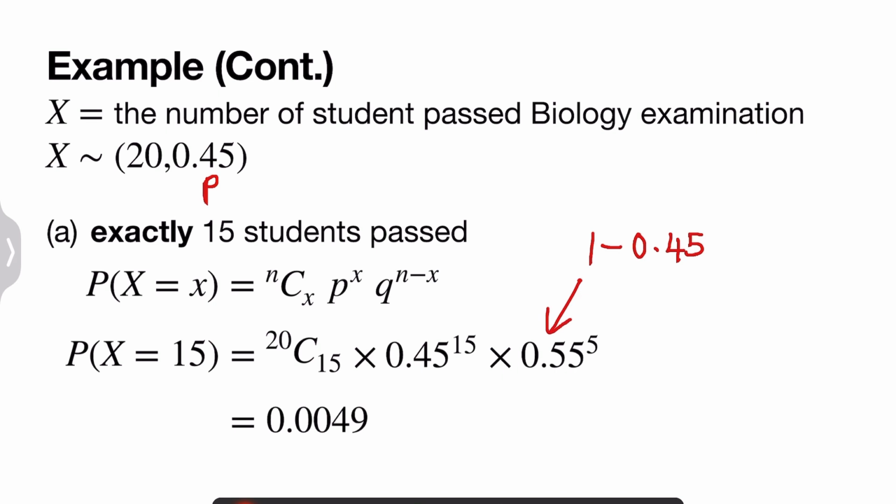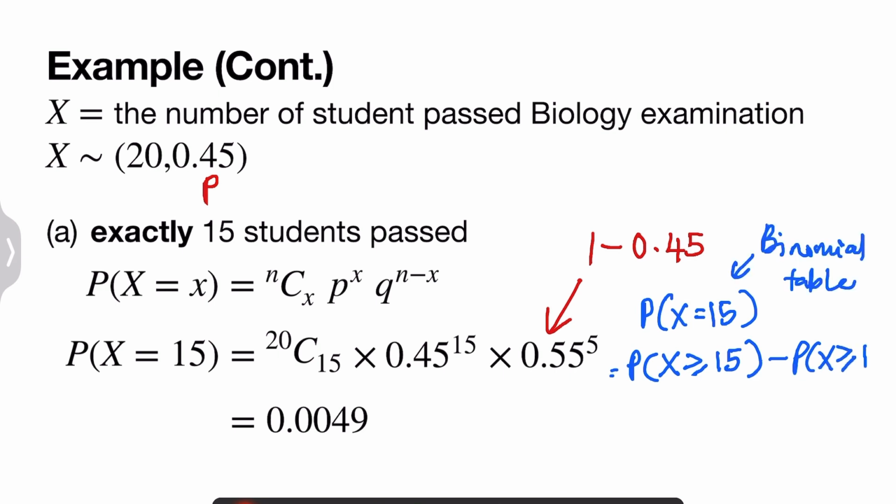If you're thinking of using the binomial table, you may use x equals to 15. Can. So, we're going to write down x greater than or equals to 15 minus dengan probability of x greater than or equals to selepas 15 apa? 16. So, bolehlah nak pakai table. You can use table then.